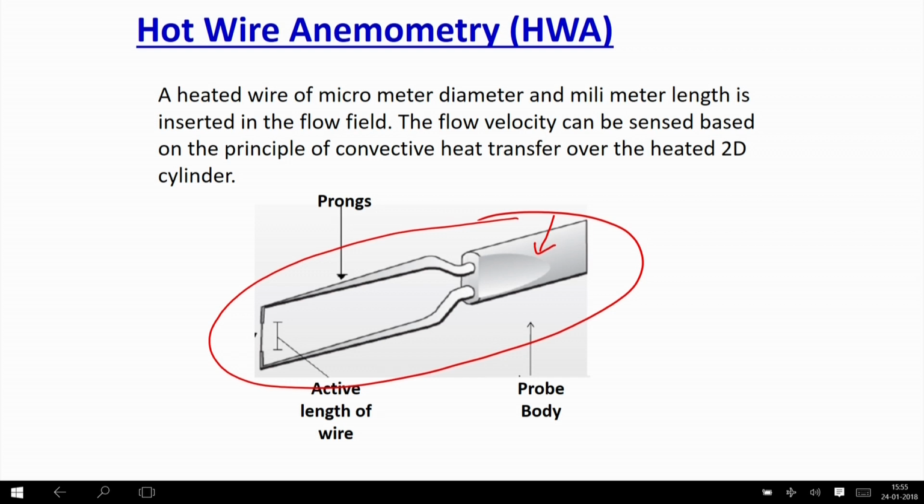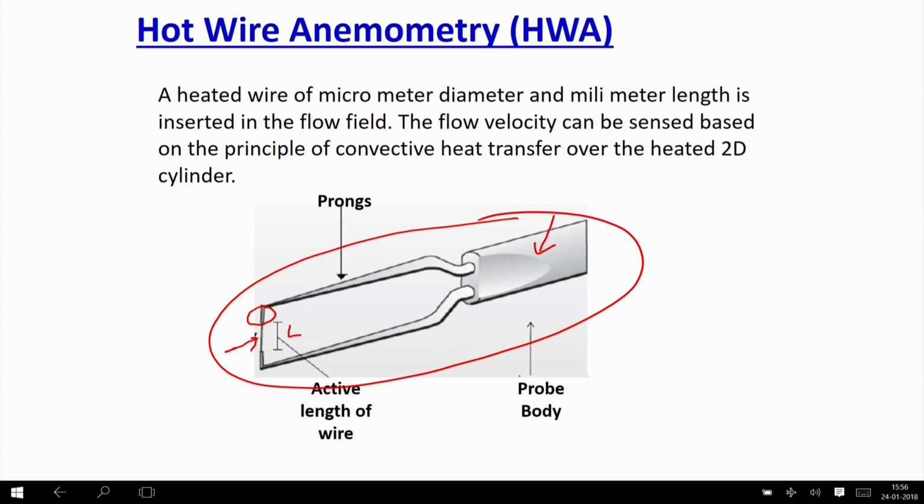Then there is a prong which is used as a support. Then there is some other support here which you see from this side, and then we use a small wire. This is the wire, because of which the name is hot wire anemometry, and that wire is used for the measurement. How, we will discuss. So, this is the active length of the wire, and this is the diameter of the wire, and these are the supports which actually hold the wire.